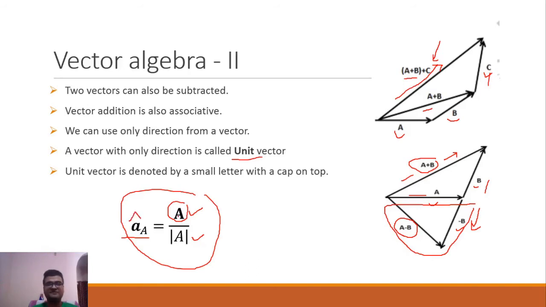This symbol is known as cap. Don't forget to put a cap above a unit vector and an arrow symbol above a normal vector. It is compulsory. You cannot skip it.